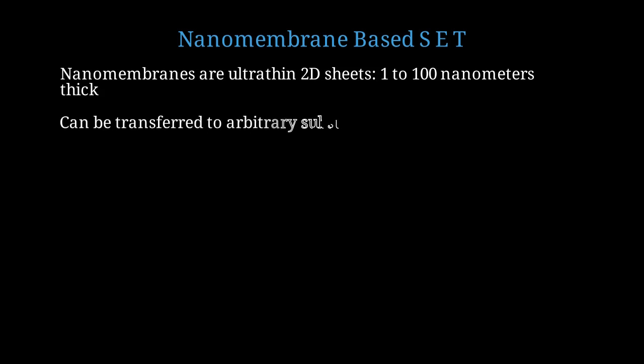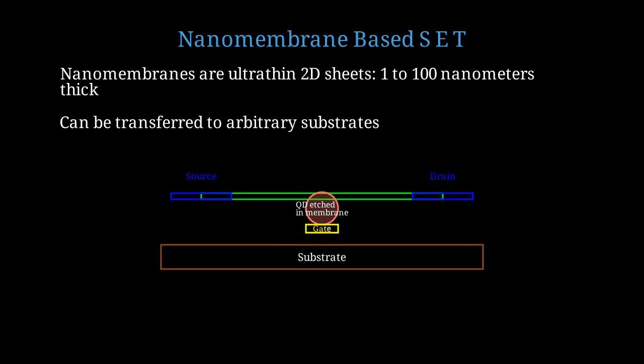A key advantage is that nanomembranes can be released from their growth substrate and transferred to arbitrary substrates, including flexible materials. In a nanomembrane SET, the quantum dot is typically defined by etching a constriction in the membrane. The thinness of the membrane ensures strong coupling to the gate electrode below.